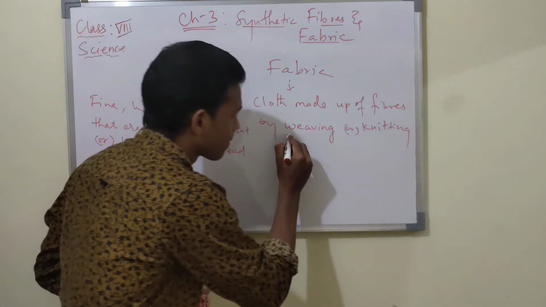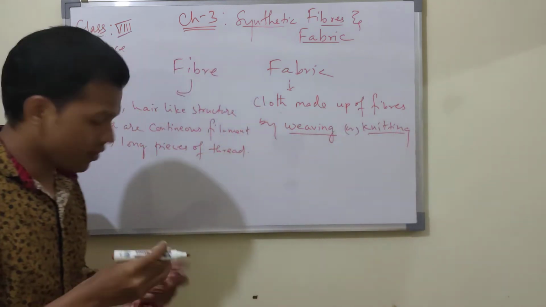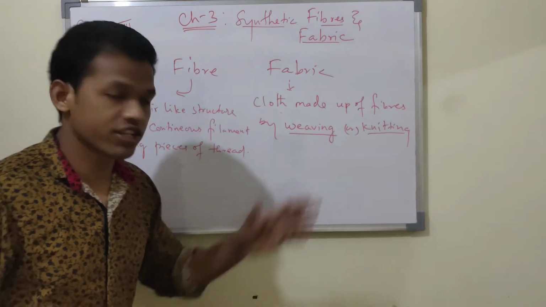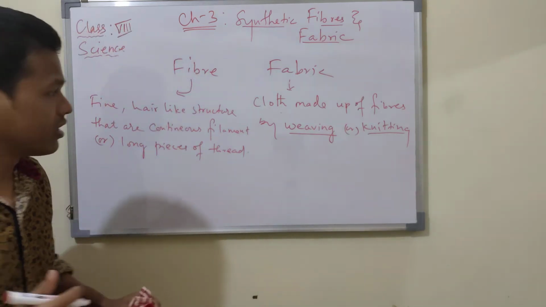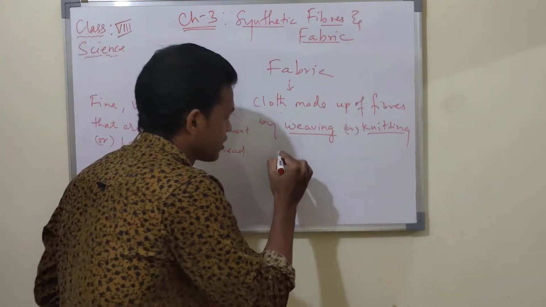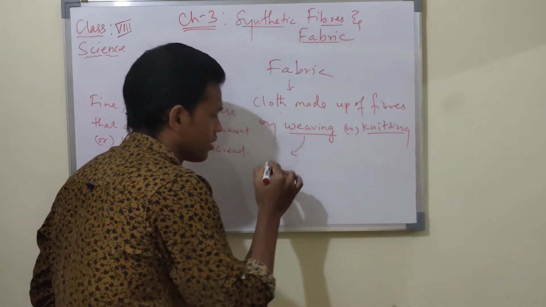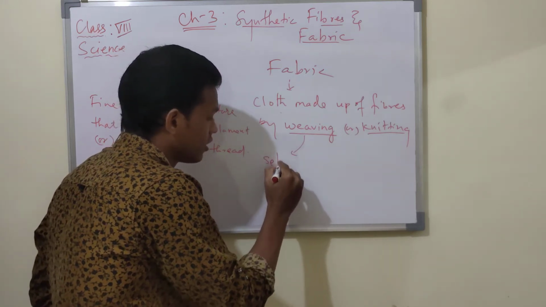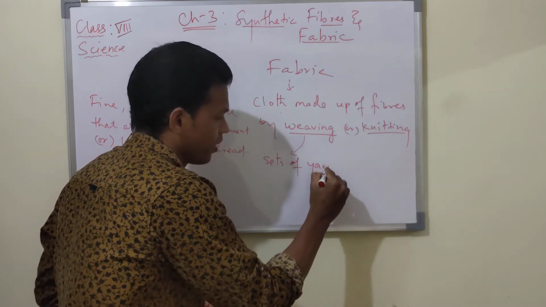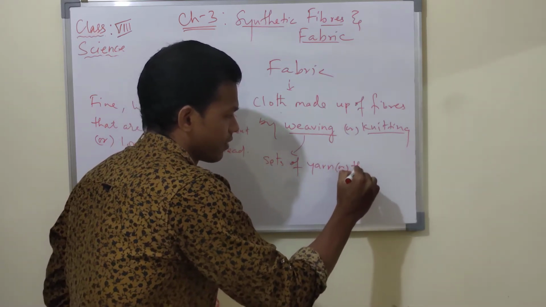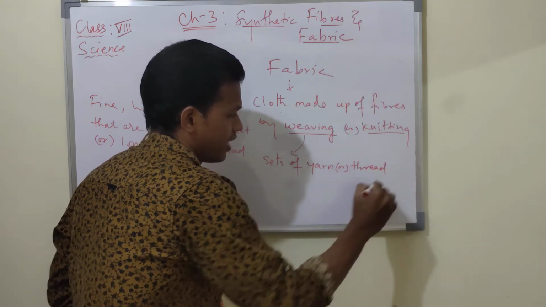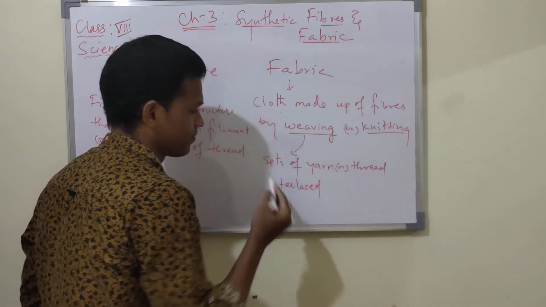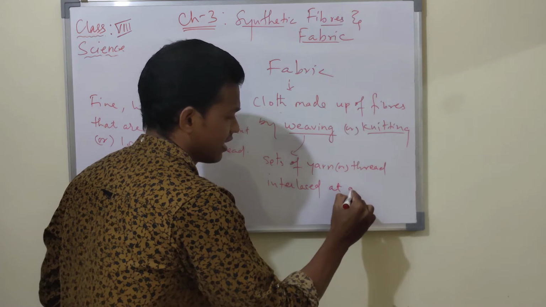Weaving or knitting, same meaning. What is weaving? Weaving is a method in textile production in which two sets of yarn, or thread, are interlaced at a right angle.